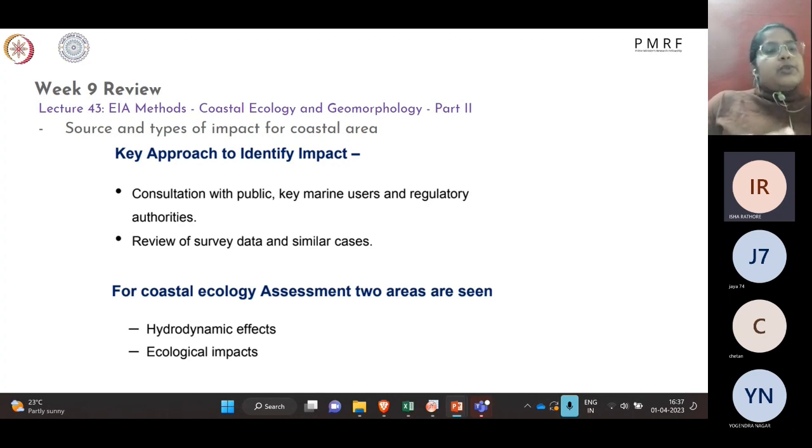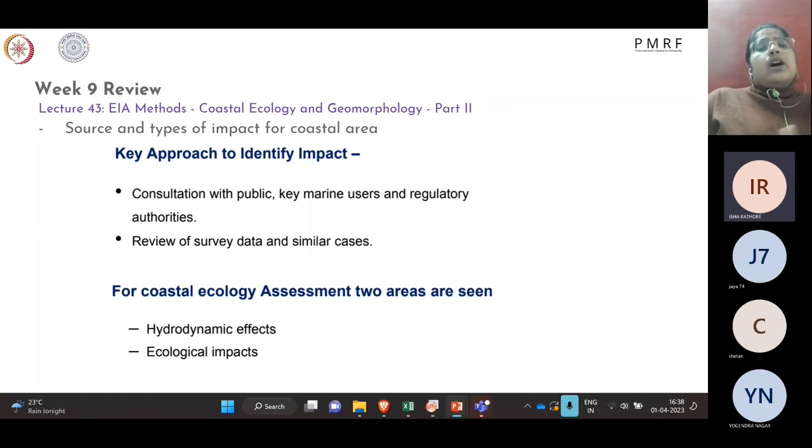So moving on to part two, which is lecture 33, which is again on coastal ecology and geomorphology. Now we look at the sources and types of impact on coastal areas. So the key approach to identify impact is to consult with the public, the local stakeholders who are present on site and whose livelihoods depend on these areas, like fishermen and local communities who are dependent on the coastal waters, and the tourism of the coastal area if it's a tourist place.